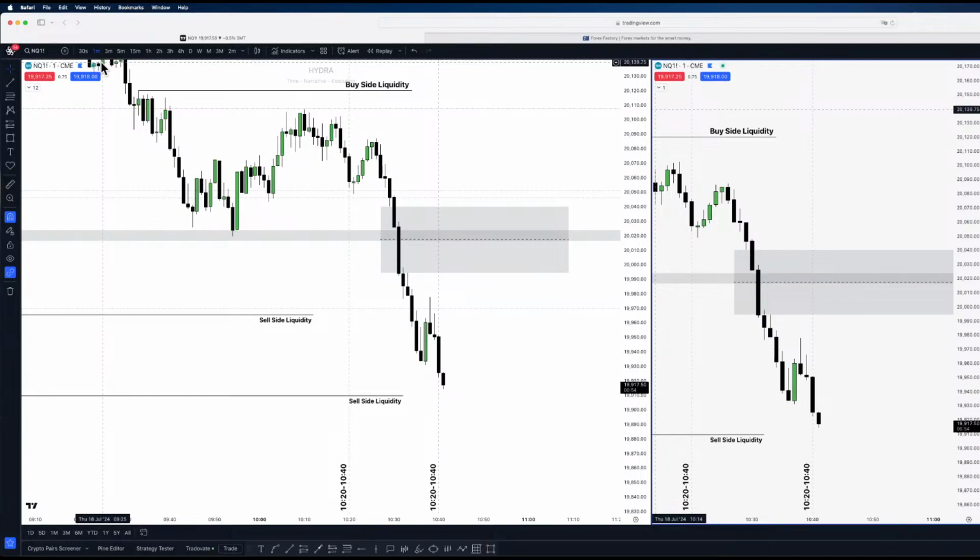I just took out the previous daily low on ES as well. There is no SMT at the previous daily low of NQ.